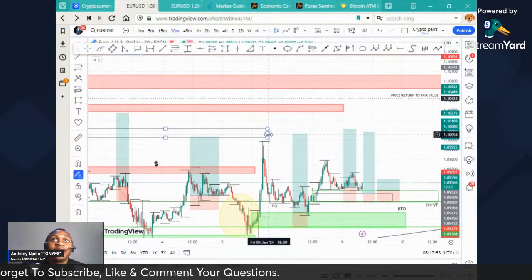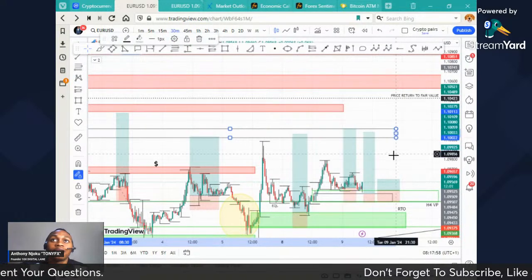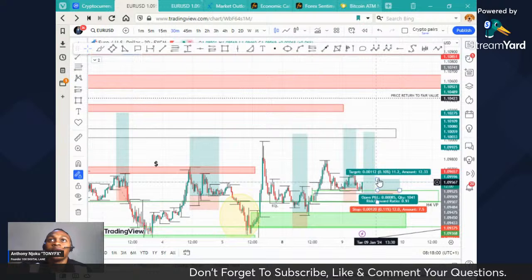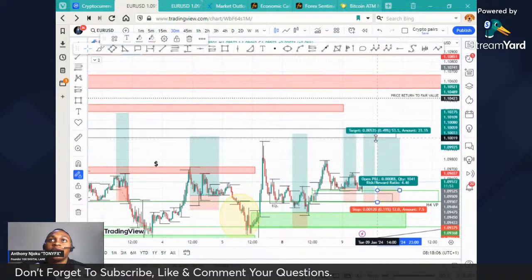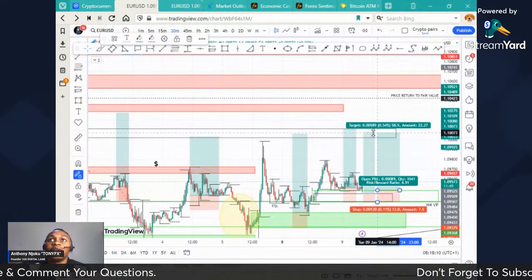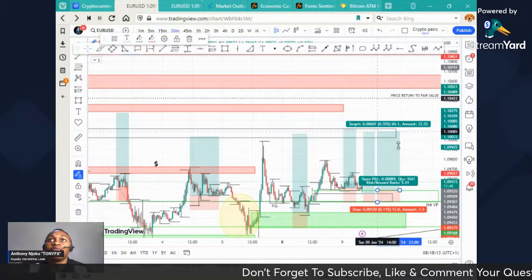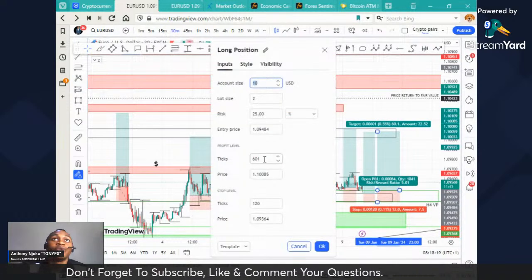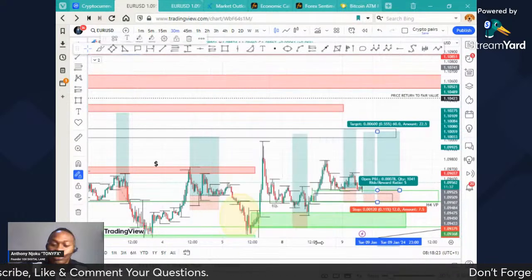So we got our first target to be that opposing order block. If we're going for 12 pips, we can be seeing probably about 60 pips return, and that's 1:5 risk to reward.